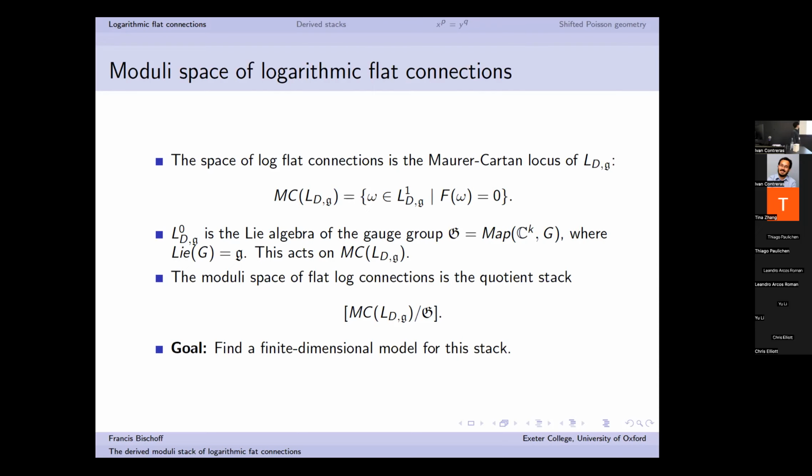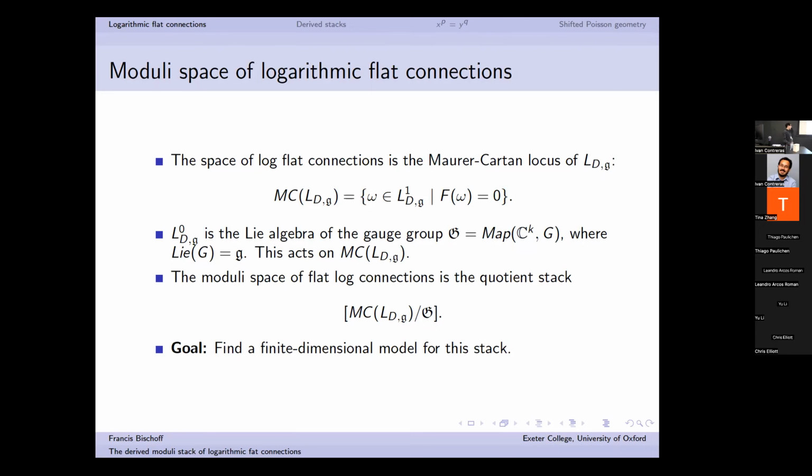If we look in degree 0, we get a Lie algebra, and this is the Lie algebra of the gauge group. This is the group that I've denoted G. They're holomorphic maps into the Lie group, and these act on connections via gauge transformations. Really, we want to think of two connections that are related by a gauge transformation as being equivalent, meaning we want to consider the quotient space. You could just think of it as a strict quotient, but maybe more properly, some type of infinite dimensional quotient stack. So this is the moduli space of flat logarithmic connections.